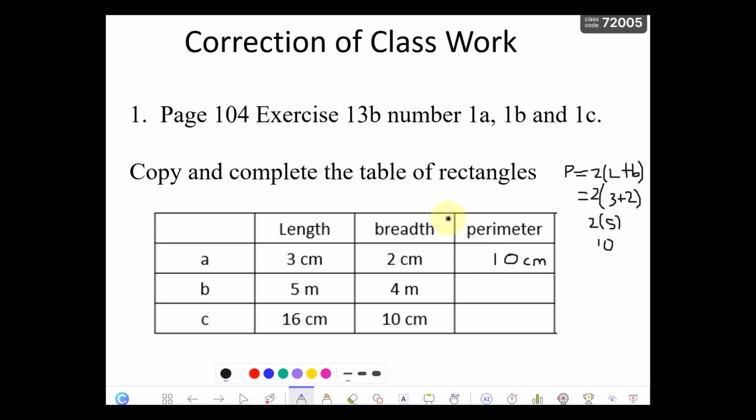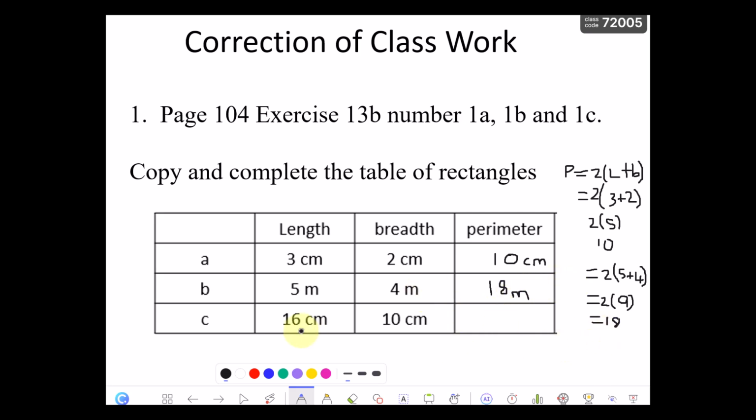Don't forget that. I explained all this in class today and we completed the classwork ourselves. For the second one, the perimeter is going to be 4 for breadth, 5 for length, which is 5 plus 4. Then you multiply by 2. 5 plus 4 is 9, so 9 times 2 will give us 18. So the second perimeter is 18. And always remember your unit, 18 meters, since meter is what we use in this part.